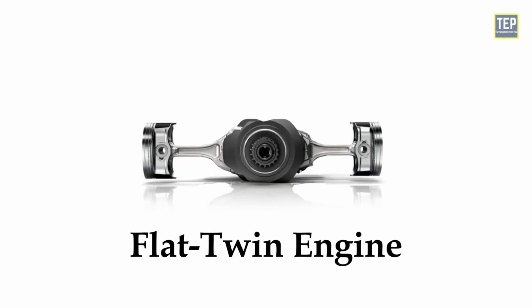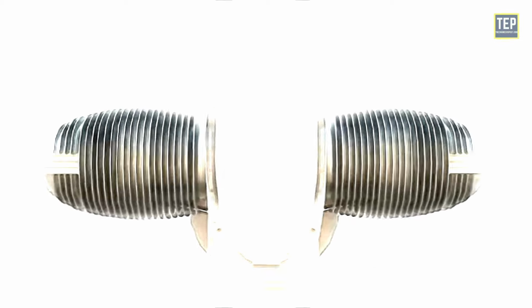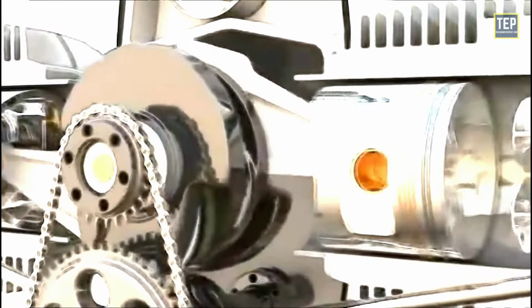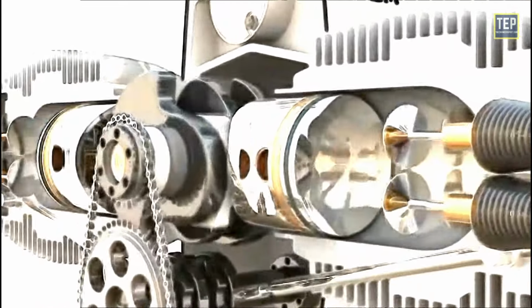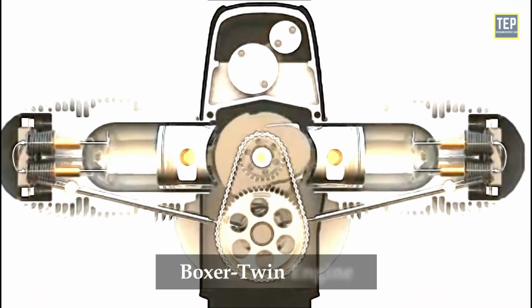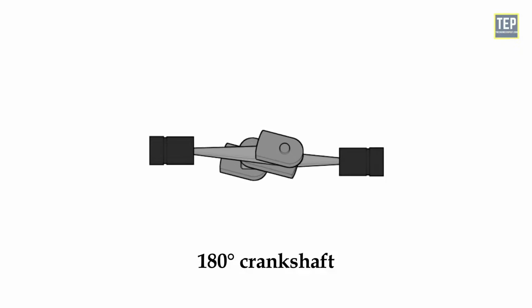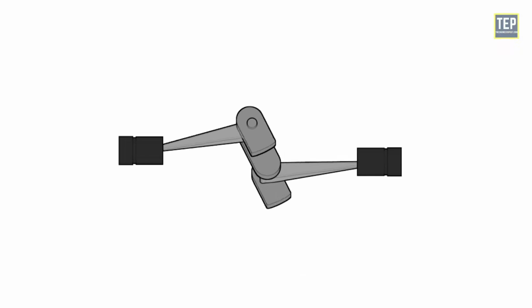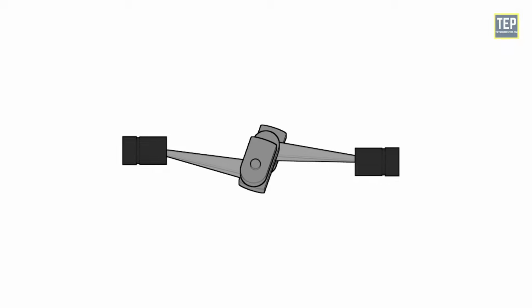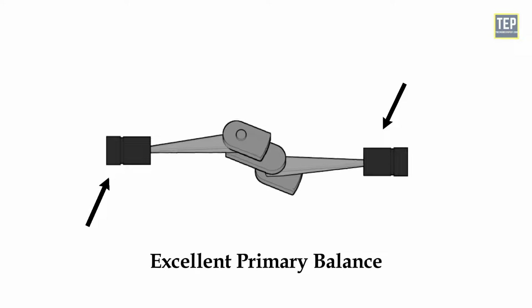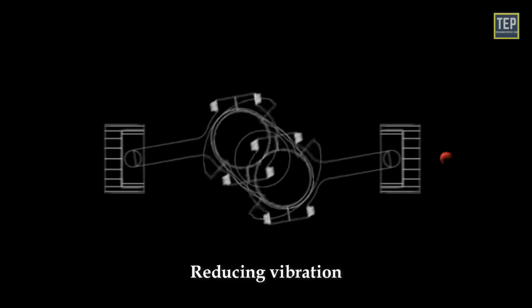A flat twin engine is a 2-cylinder IC engine with the cylinders on opposite sides of the crankshaft, where both cylinders move inwards and outwards simultaneously. Most flat twin engines use a boxer configuration for the crankshaft and are therefore called boxer twin engines. In a boxer twin engine, the 180 degrees crankshaft moves the pistons in phase with each other. Consequently, the forces generated by one piston are cancelled out by the other, resulting in excellent primary balance. The evenly spaced firing order also assists in reducing vibration.